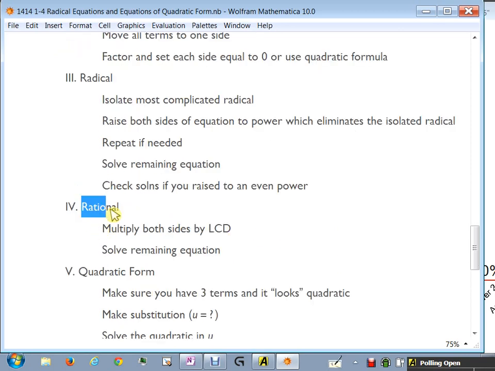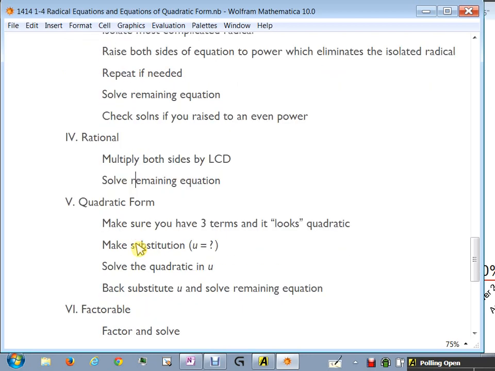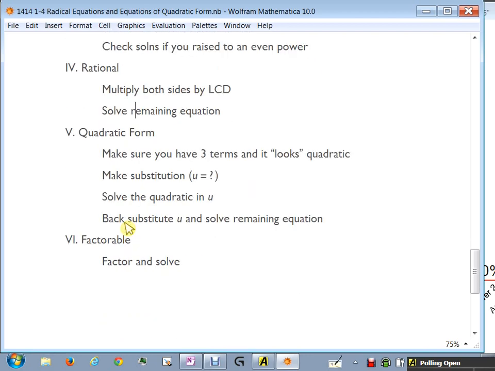Rational equations we are not going to spend any time on today, but those are the steps that we'll have when it's time for those. And then quadratic form. This may not make a whole lot of sense yet, but you have the steps in front of you. I can refer back to these.